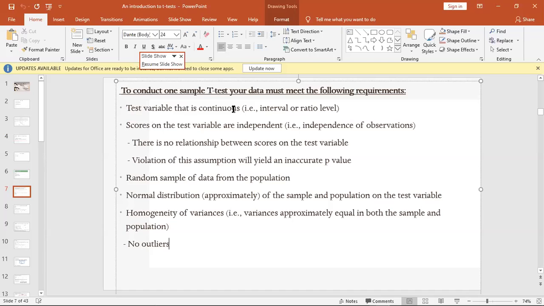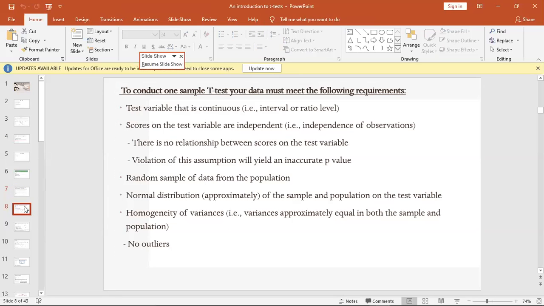The other thing is that scores on the test variable are independent. That means there is no relationship between scores on the test variable, and always random samples of data from the population. So your sampling should be done randomly, and it should behave normally, right? So all these assumptions should be met before running one sample t-test.